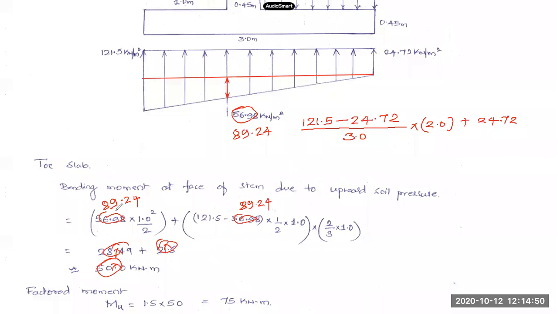Tell me what will be these two values. First one, 89.24. Is this 44.62? Yes, sir, plus the other value. What about this one? 10.75? Okay, 10.6 we can take. So what does it result, 44.62 plus 10.6? What does it come out to? 55.37, sir.